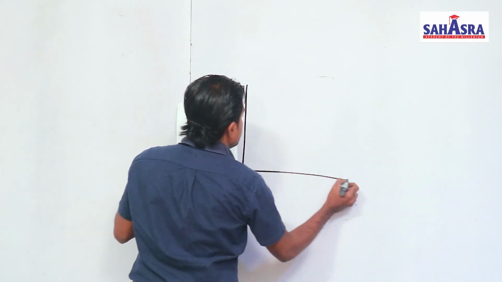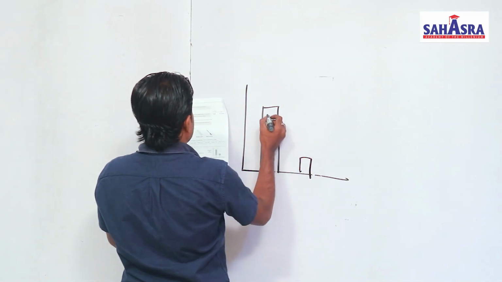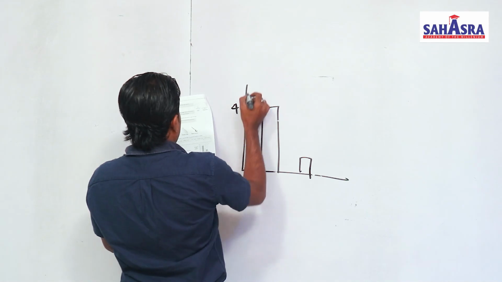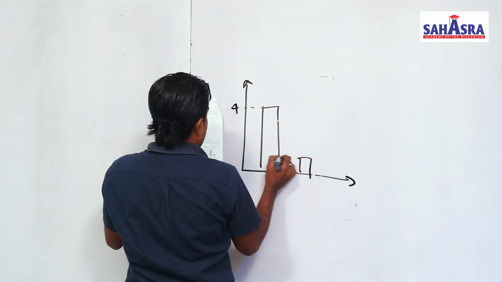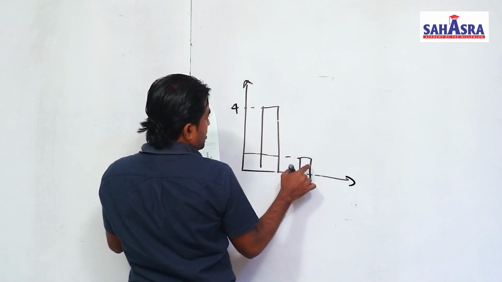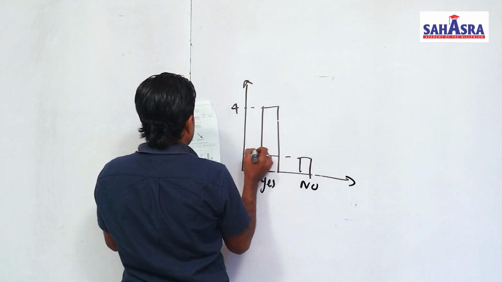Here there are 4 objects. The number of objects is 4. The number of objects which do not conduct electricity is only 1 here.